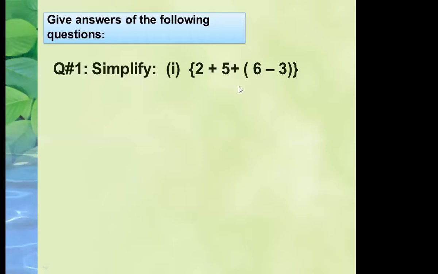Okay. Now move on to the next one. Number 2. 1 whole 3 upon 5 multiplied by 15. What will be the answer?